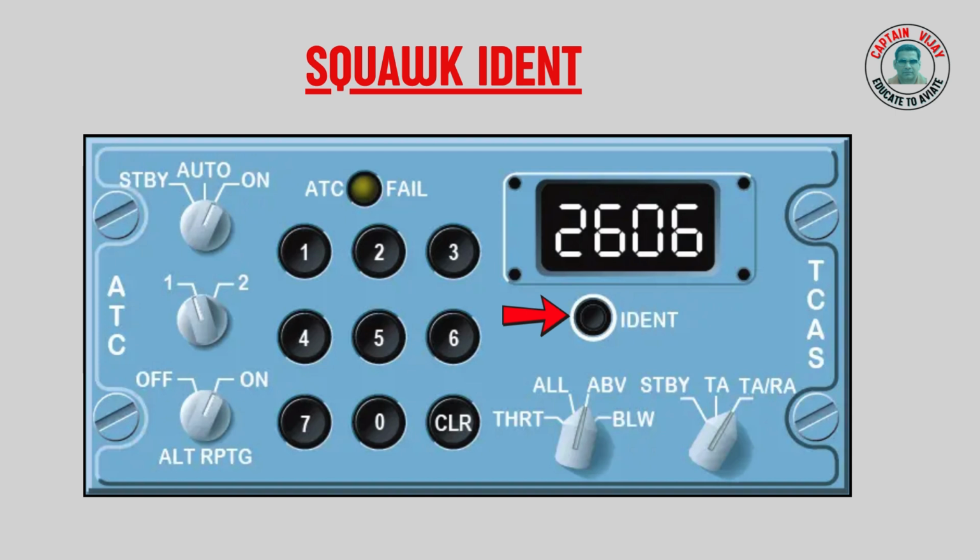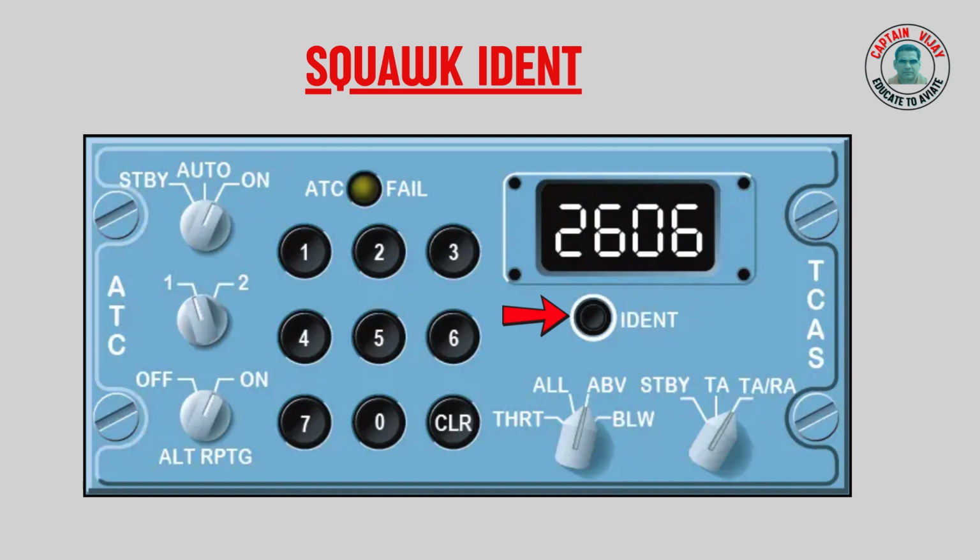Squawk ident. The transponder has a facility to enable the radar controller to automatically identify the specific radar contact in addition to mode Alpha code. This can be activated by selection of the ident button on the transponder panel, and the pilots are not to squawk ident except when instructed by the ATC or radar controller.